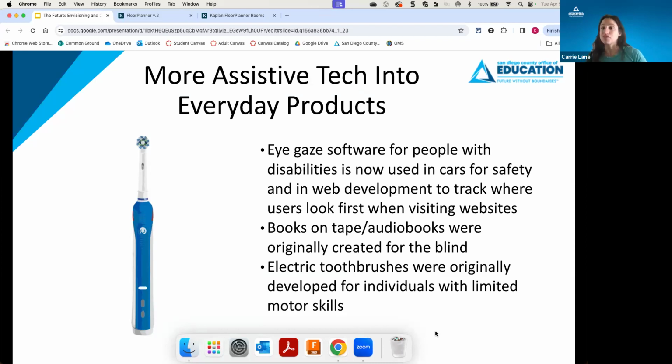Books on tape, those of us who listen to audiobooks or books on tape when we are driving or at the gym, those were originally created for individuals who are blind.